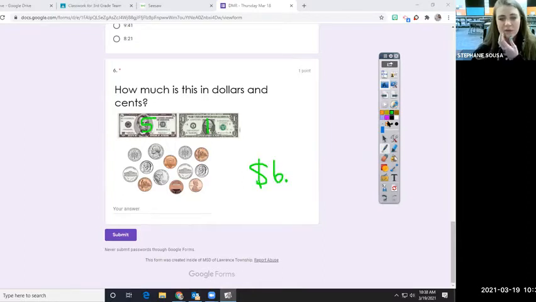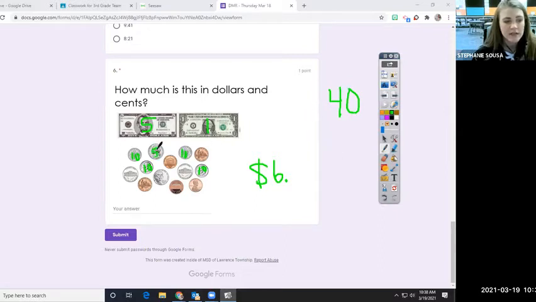Let's find out. I have 1 dime, so that's 10. 2 dimes is 20. 3 dimes is 30. 4 dimes is 40. Okay, so I'm going to write 40 cents over here to keep track of that. Now I'm going to move on to my nickels.